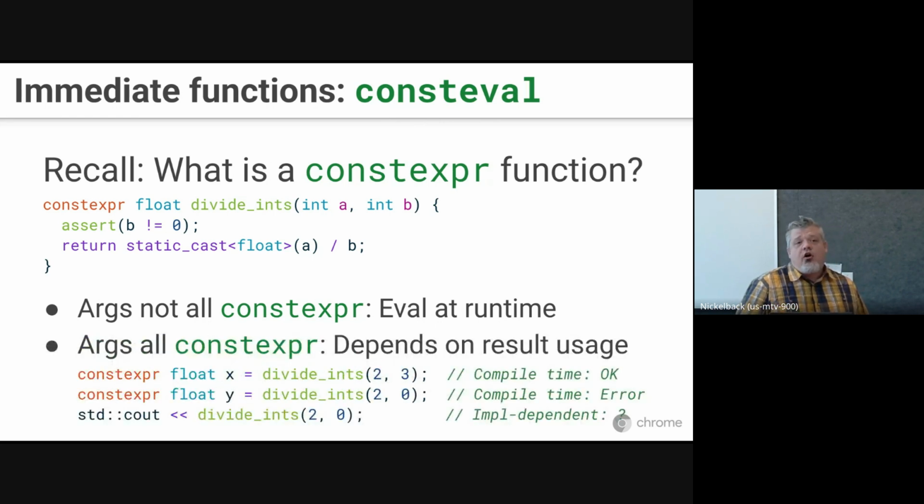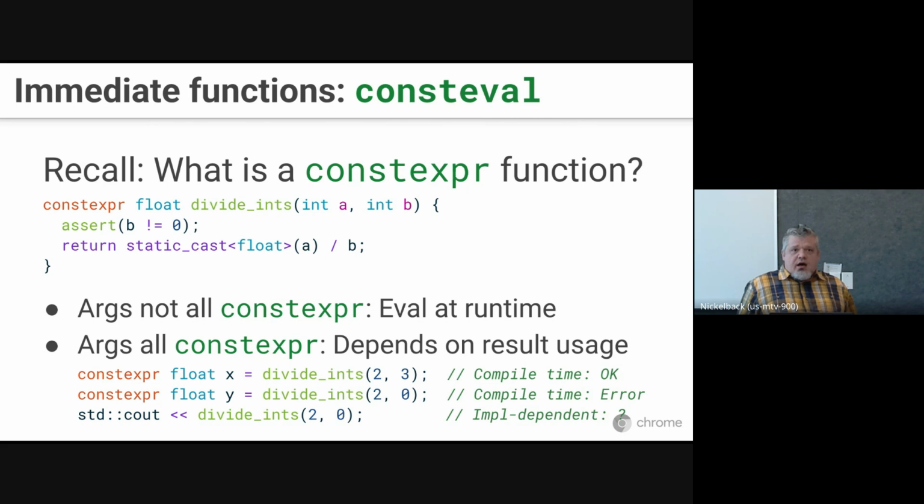If the arguments are all constant expressions, and the result is used in a constant expression, then it has to be evaluated at compile time, because otherwise the compiler can't initialize that constant expression that uses it. So this first line I have here, where we call x equals divide ints 2, 3, that has to be done at compile time because we're stuffing the result into a constant expression. Otherwise, we couldn't init x, which has to be initialized at compile time because of the constexpr on it. So this will be done at compile time.